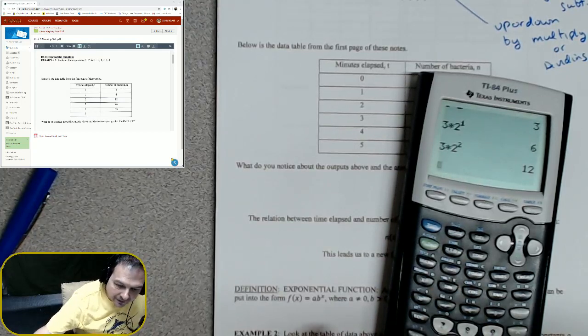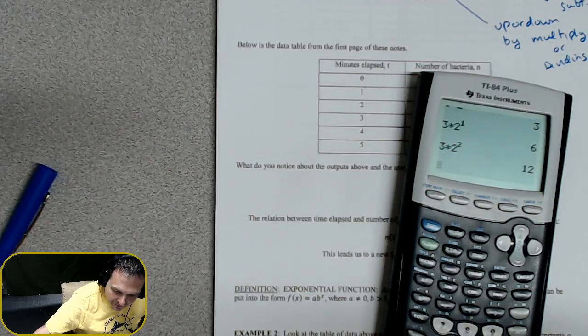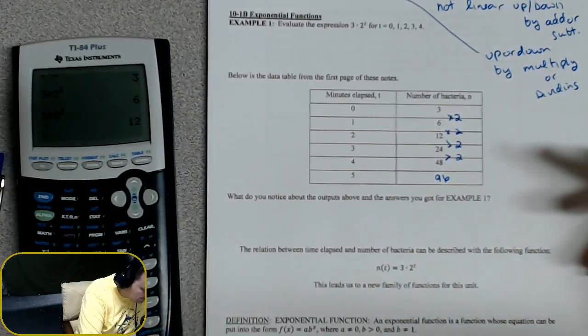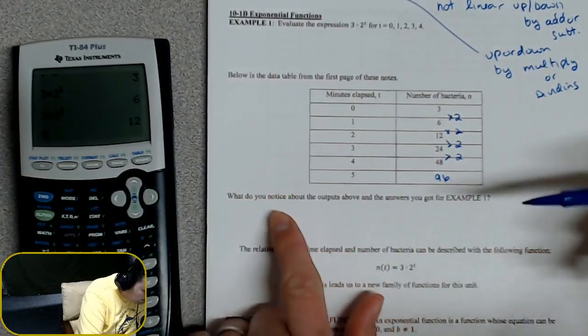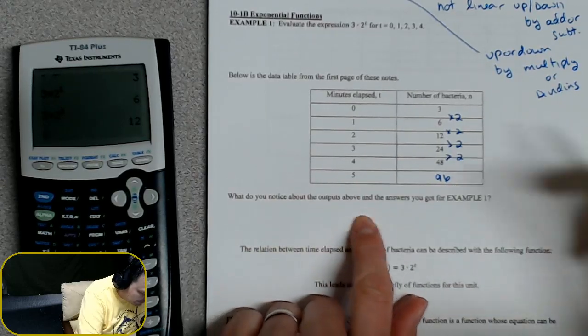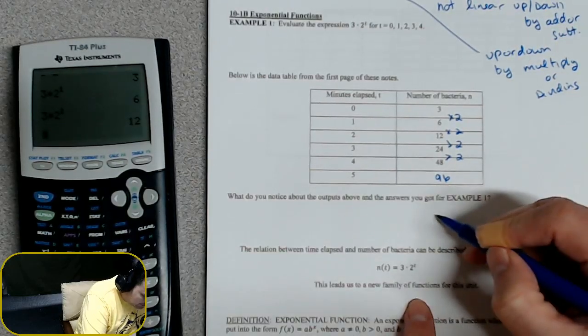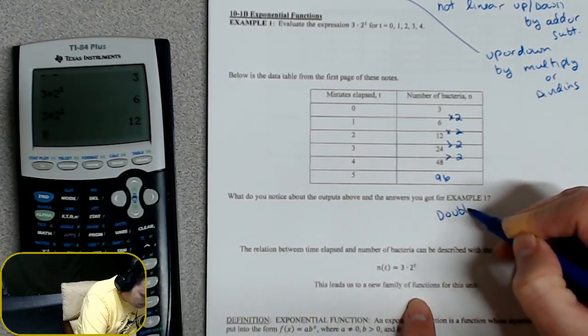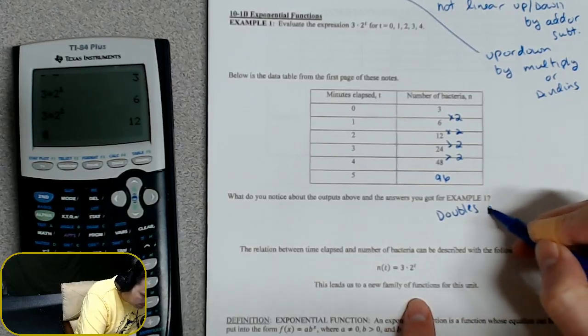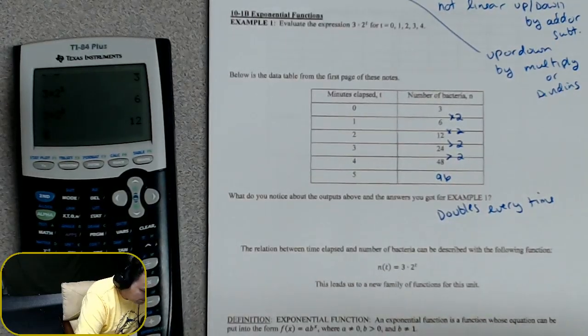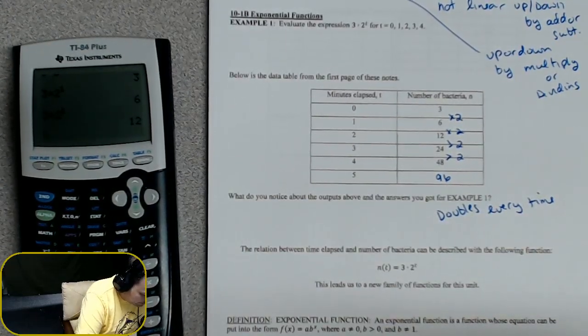Here, let's get rid of this. We probably don't need to block our view here. All right, everybody see what we're saying? That's how you do it. So what did you notice about the output that you got from example 1? Well, the output doubles. That's where the times 2 came in, doubles every time. That's what they're looking for there.